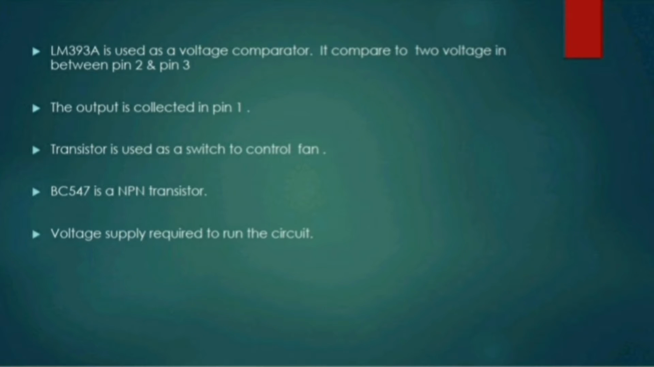LM393 is an operational amplifier. It acts as a comparator. It compares two input voltages at pin 2 and 3. The output of LM393 is collected at pin 1. The transistor is used as a switch to control the fan. The voltage supply is used to run the circuit.